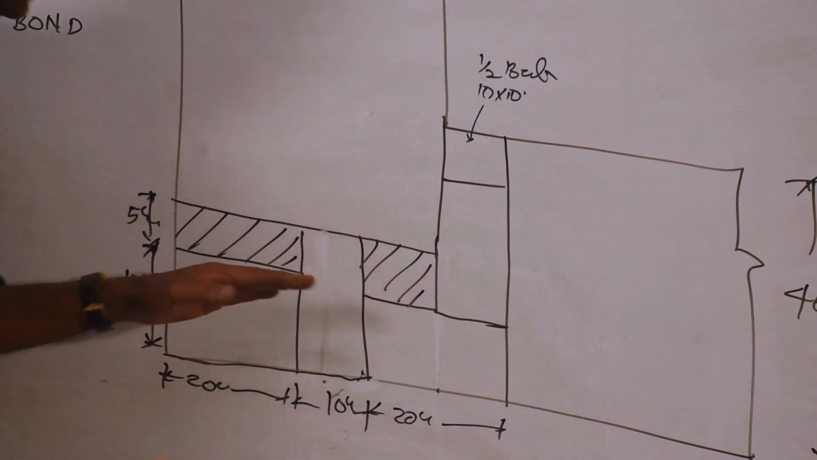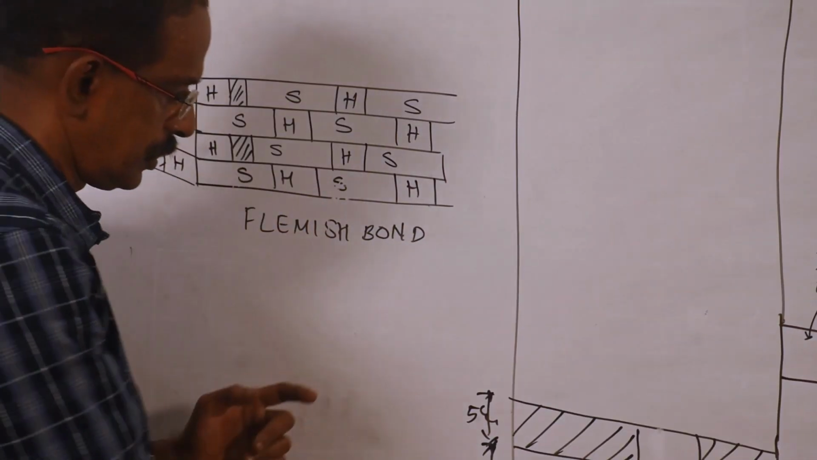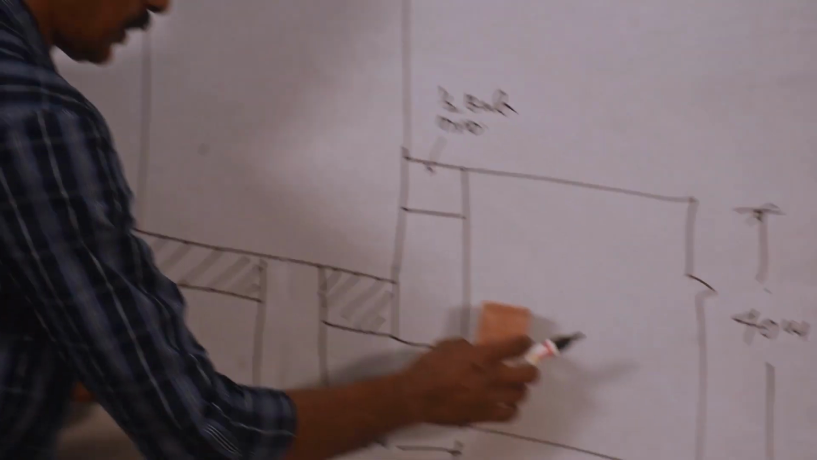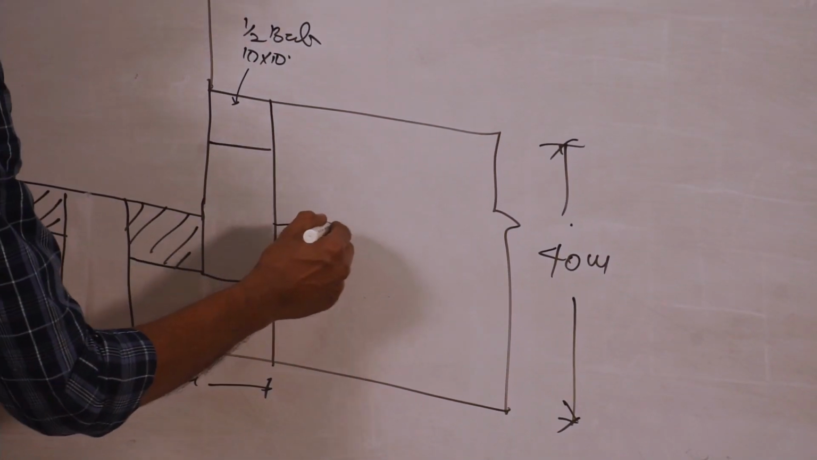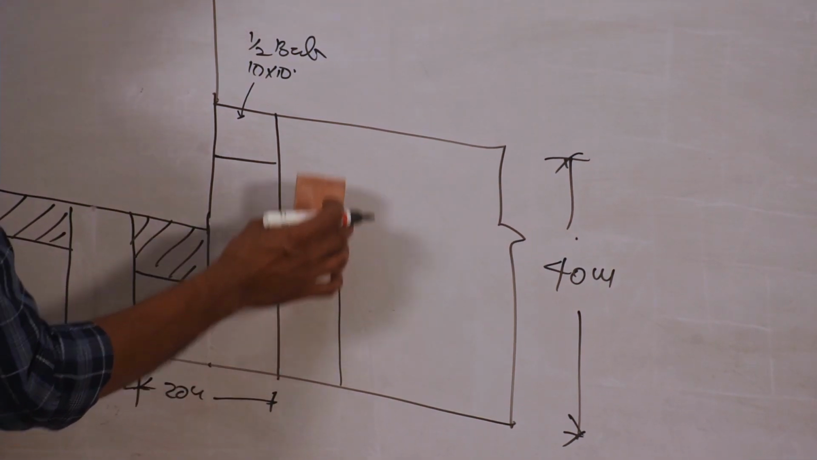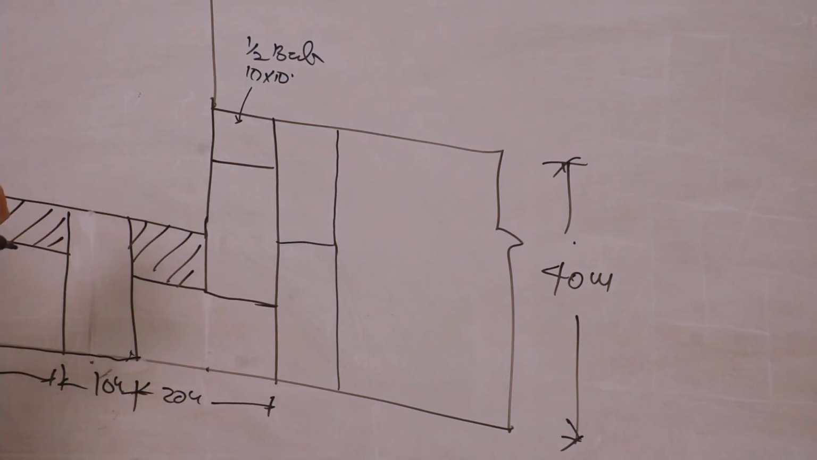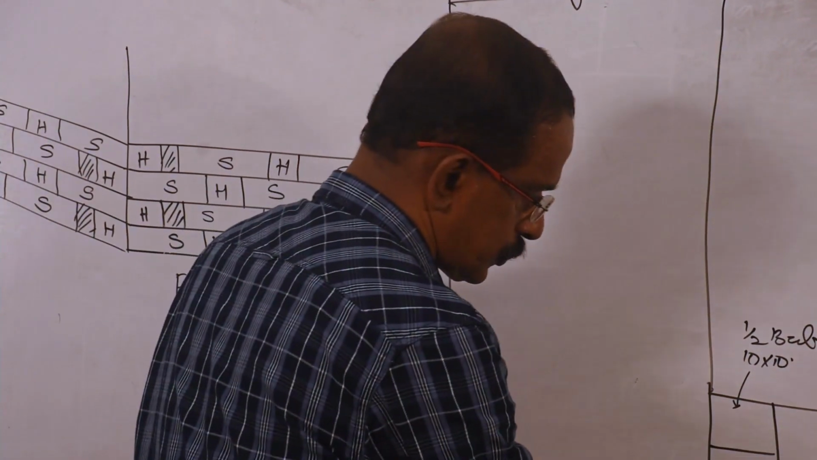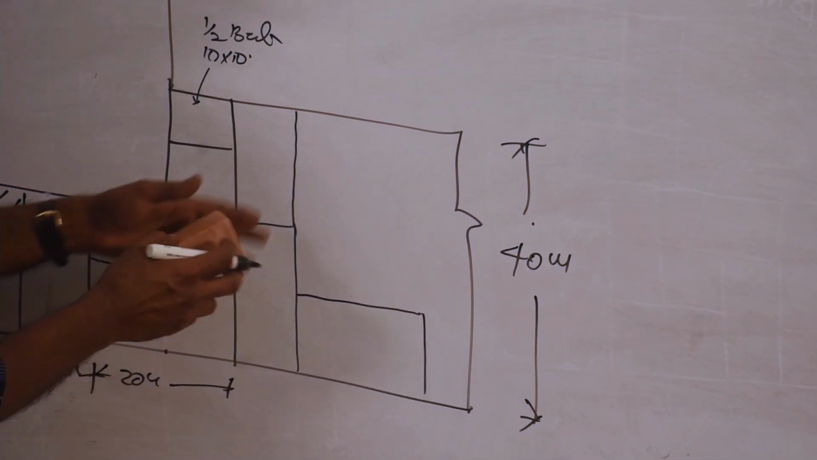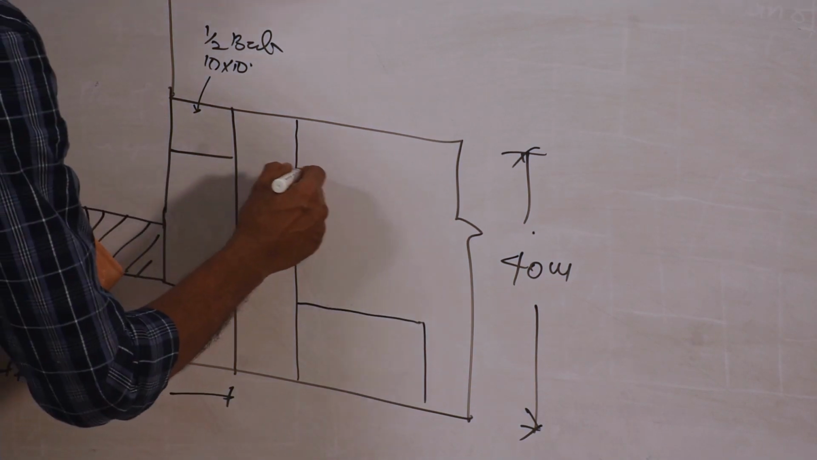So how to get the top view with respect to this elevation? Structure, header, structure. Structure, header, structure. Next should be header. So that means the brick is kept like this. So how to make it 40? Already one brick up to here 20. So keep one more brick here. Next is structure. So the brick should be kept like this. So how to make it 40? You keep 2 bricks like this and 1 brick like this.